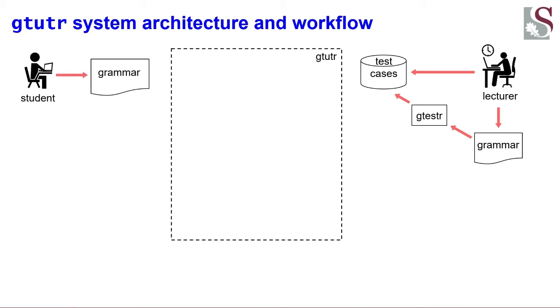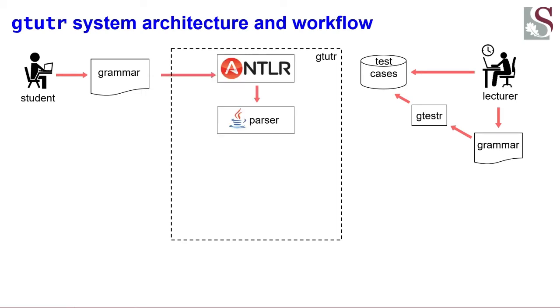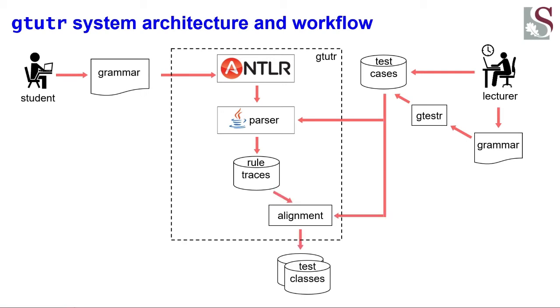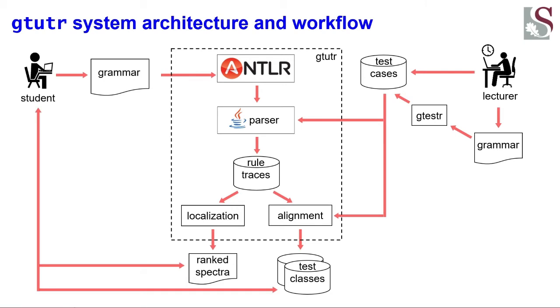The student writes a grammar in ANTLR format and submits it to the system, which then runs it through ANTLR to produce an executable parser. It then runs this over the test suite and collects the rule traces. It computes the alignments and uses the scores to classify the test cases in the suite, as we have just described. GTutor also uses the rule traces in the localization component to compute ranked rule spectra. The student can then query the system for feedback of both types and use it to fix and resubmit their grammar.